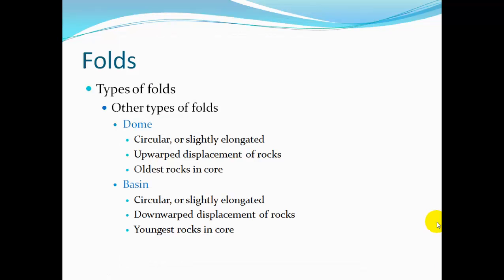We have domes, which are circular or slightly elongated circles with upwarped displacement of rocks, with the oldest rocks in the core, in the center. But a basin is also circular or slightly elongated, but the rocks are downwarped or displaced. Downwarped displacement of rocks forms bowls or basins, where the youngest rocks are in the core.